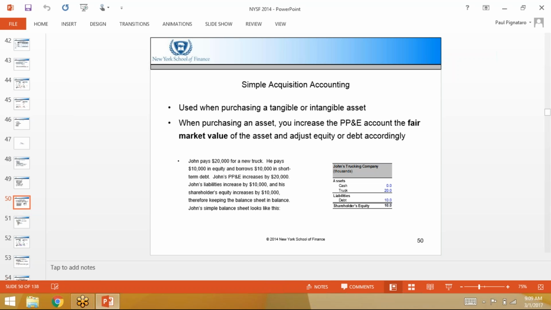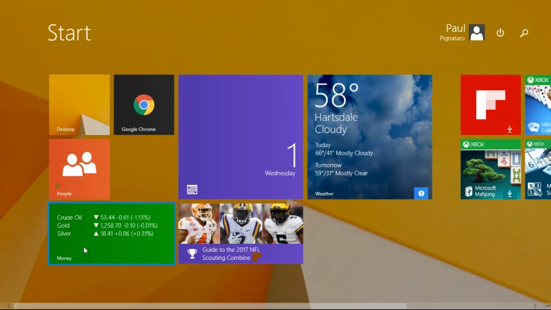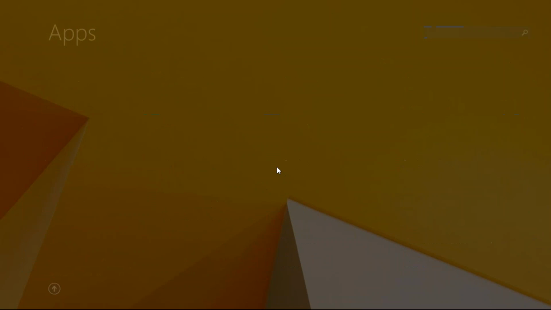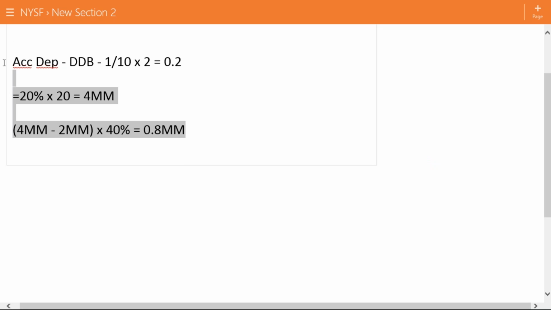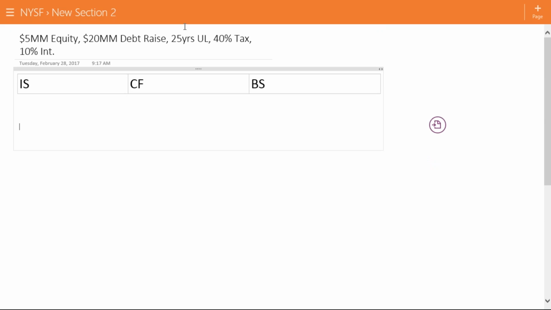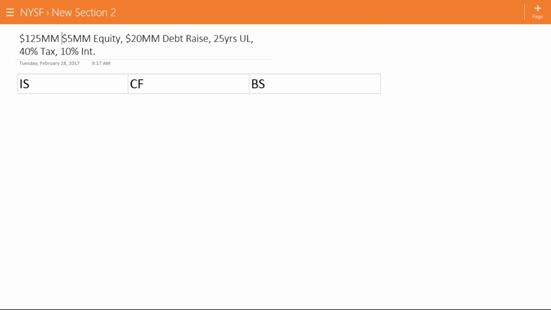Okay, now let's take a deeper example. What if we were to acquire a $125 million asset? I want to do this so I have this recorded, okay? What is the impact on the income statement, cash flow, and balance sheet of a $125 million asset acquisition? Let's say $25 million in equity, $100 million in debt, 10 years useful life, 40% tax, 10% interest. What is the impact on the income statement, cash flow statement, balance sheet?